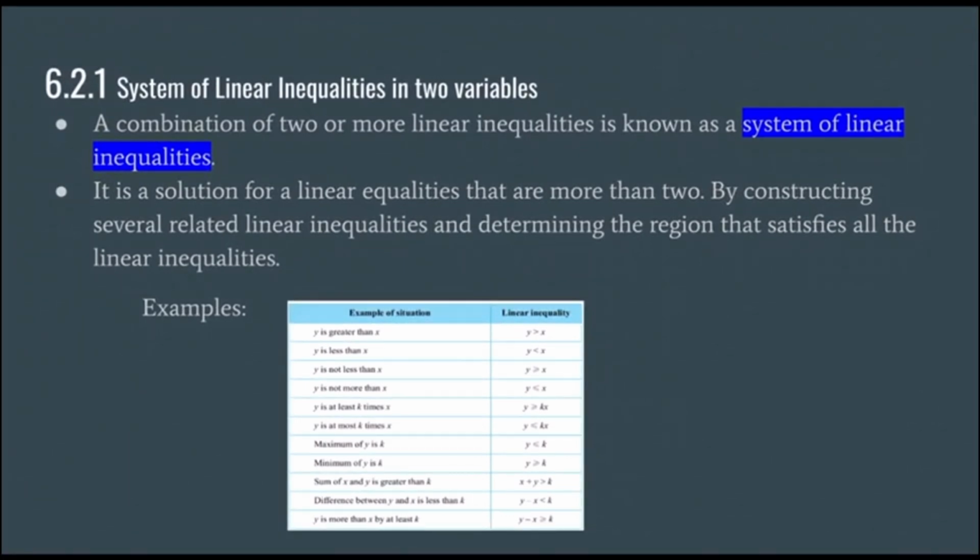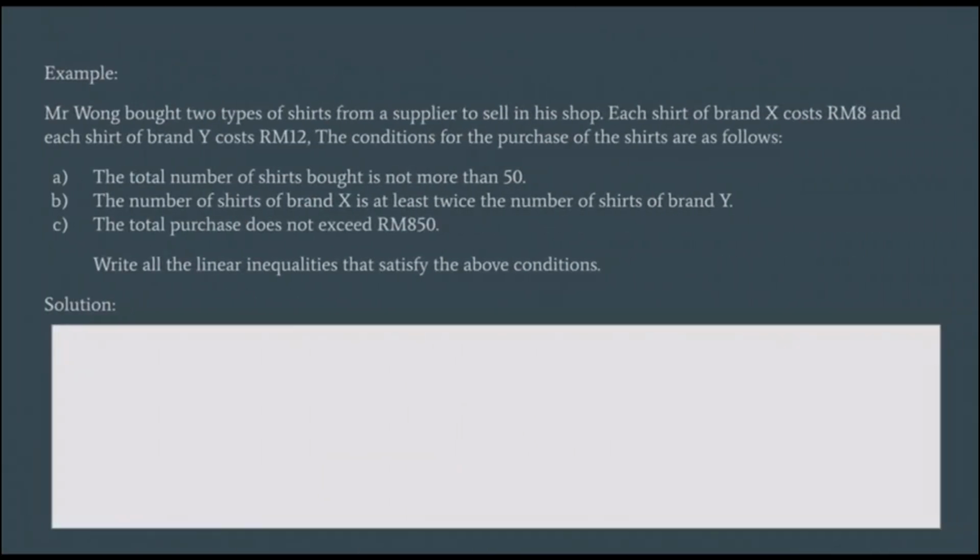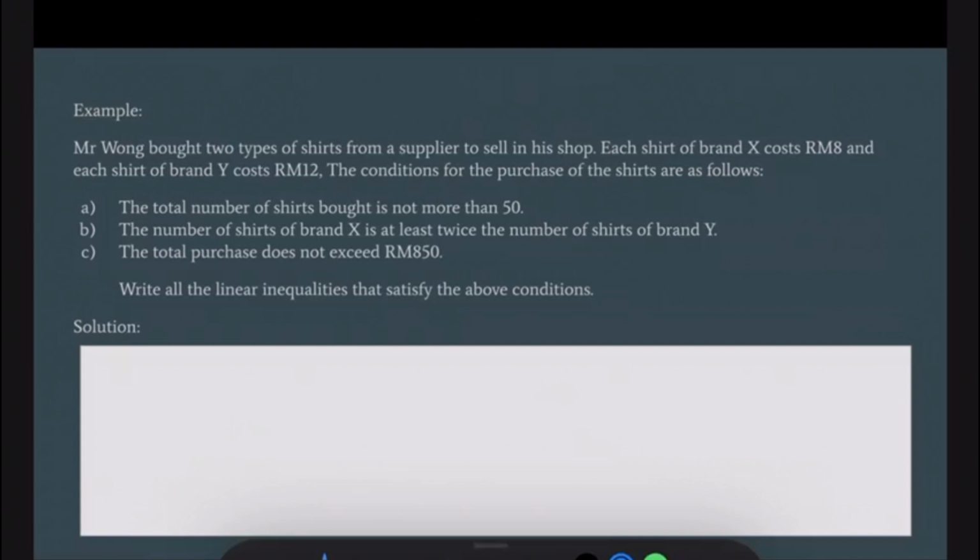So in order to understand more, we do some questions. This question: Mr. Wang buys 2 types of shirts from a supplier to sell in his shop. Each shirt of brand X costs 8 ringgit and each shirt of brand Y costs 12 ringgit. The conditions for the purchase of the shirts are as follows. The way to answer this question, let's find it out, guys.